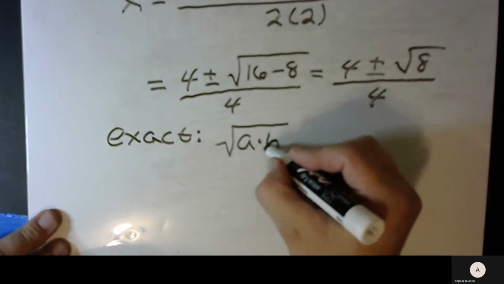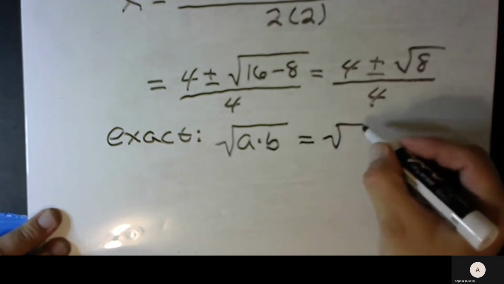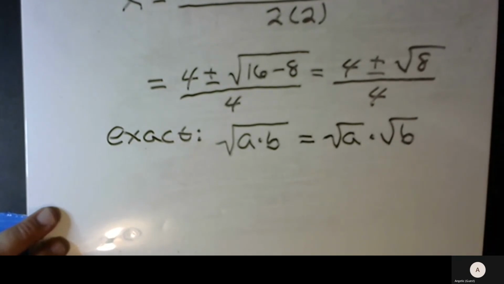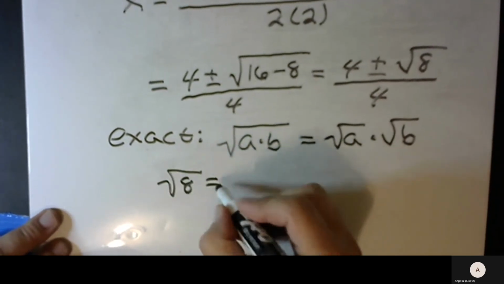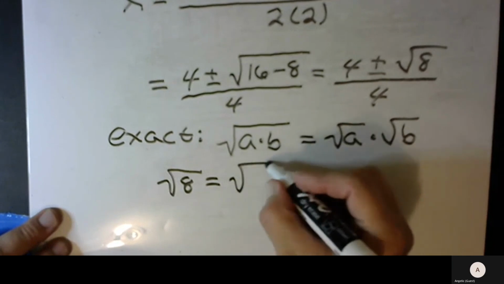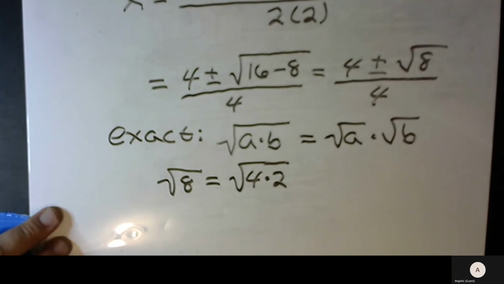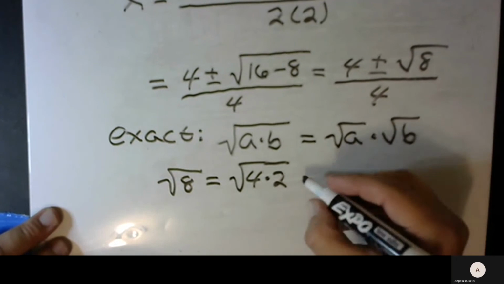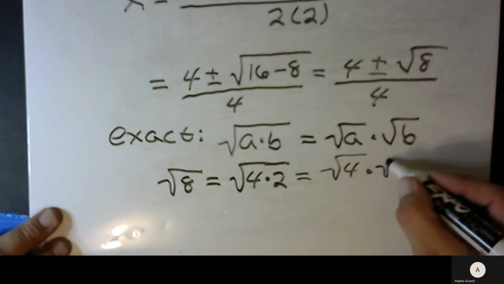If a times b is in a square root, you can rewrite it as square root a, square root b. So this is what we're going to do with the square root of 8. The square root of 8 is the square root of 4 times the square root of 2. So we have a times b, 4 times 2. So this says we can rewrite this as the square root of 4 times the square root of 2.